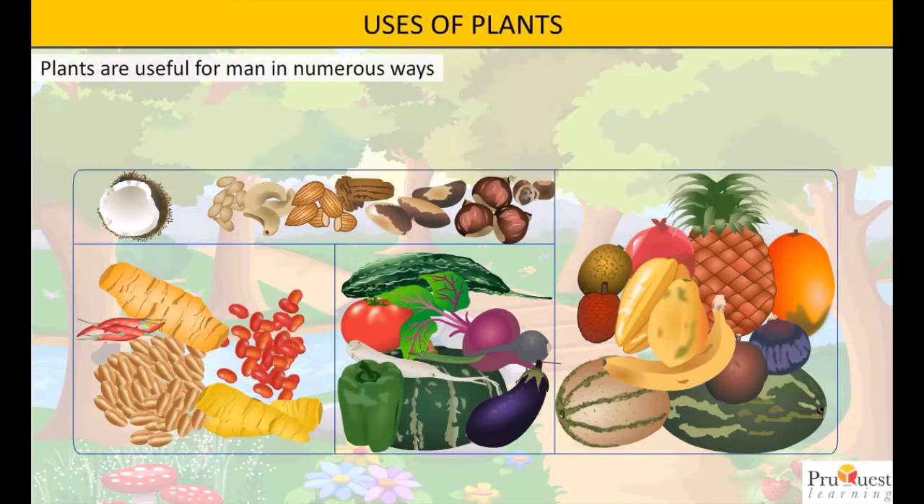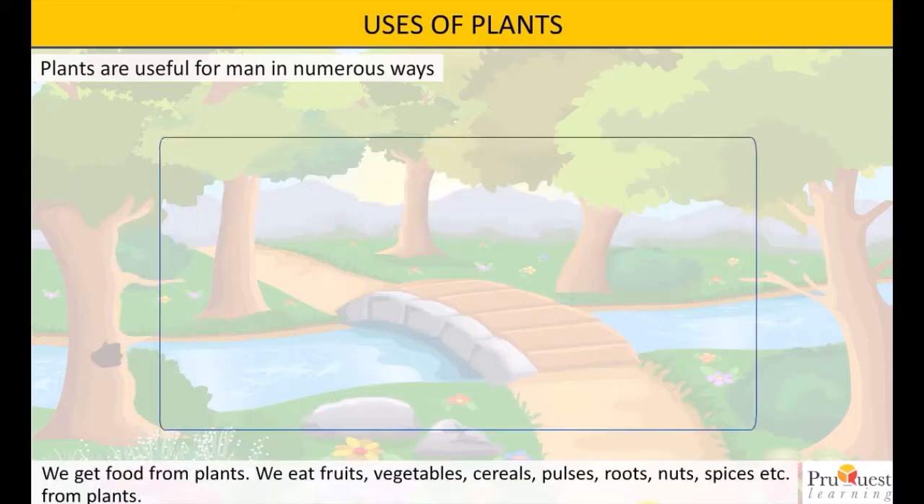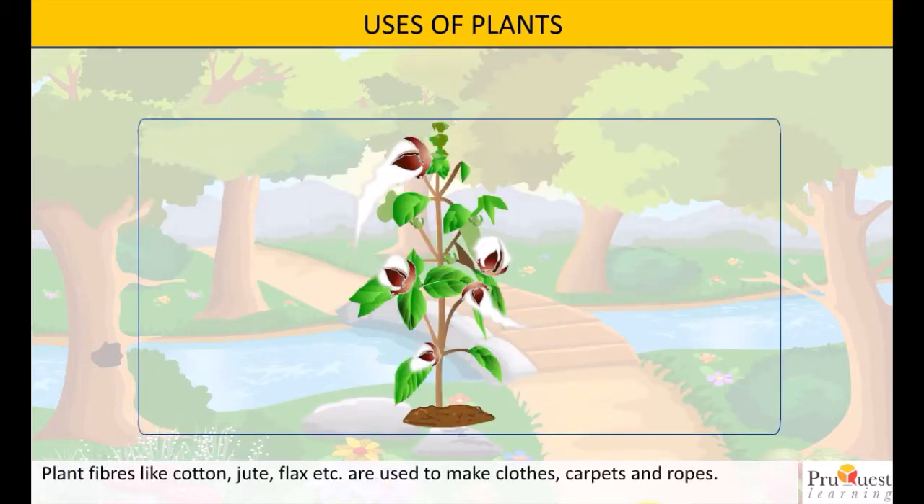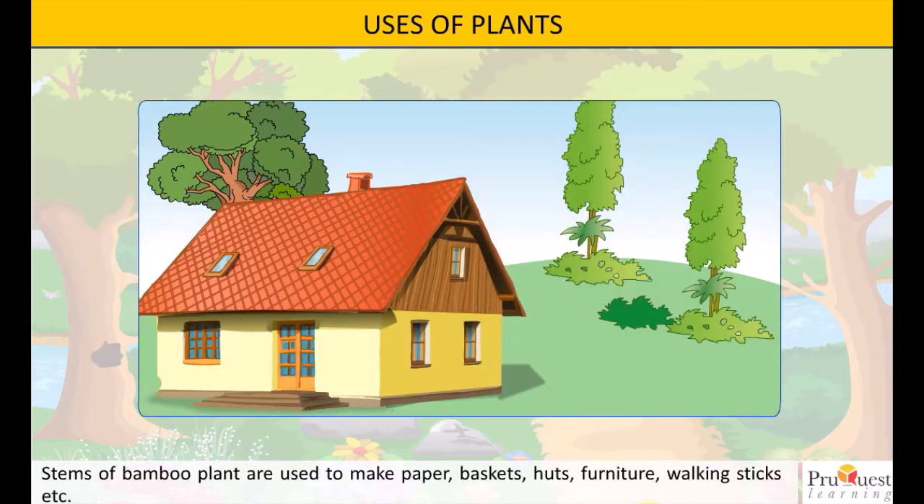Uses of plants. Plants are useful for man in numerous ways. We get food from plants. We eat fruits, vegetables, cereals, pulses, roots, nuts, spices, etc. Plant fibers like cotton, jute, flax, etc. are used to make clothes, carpets, and ropes. Stems of bamboo plant are used to make paper, baskets, huts, furniture, walking sticks, etc.